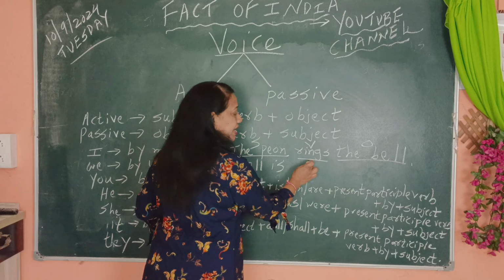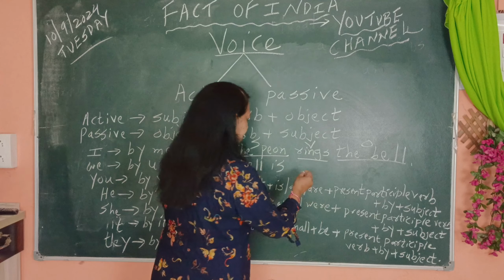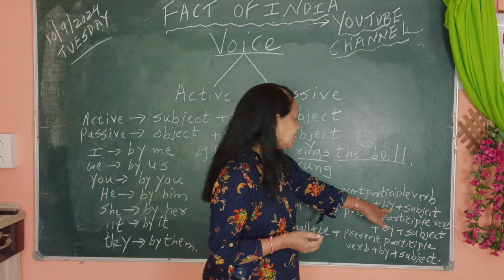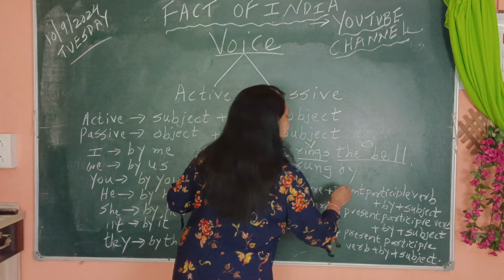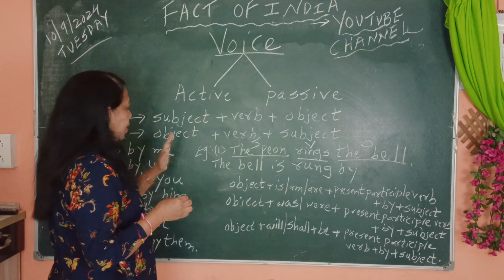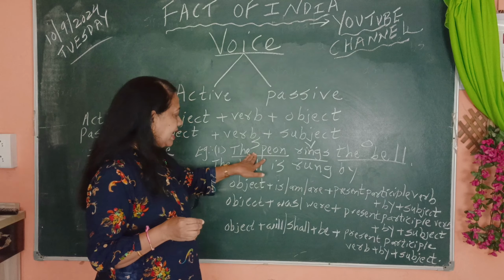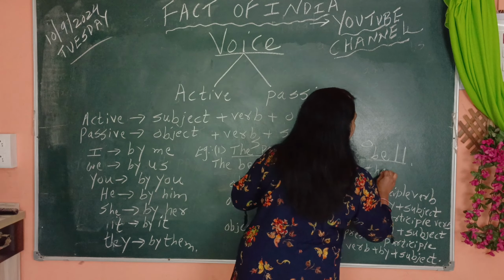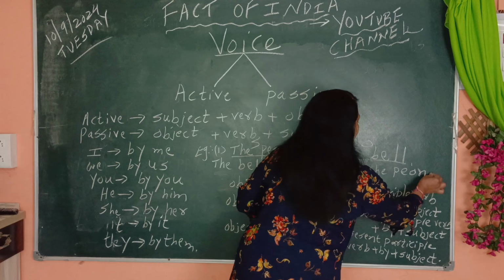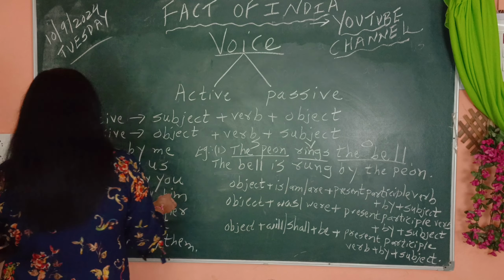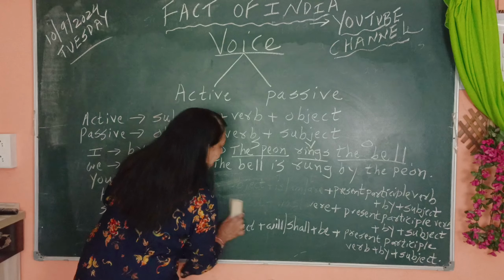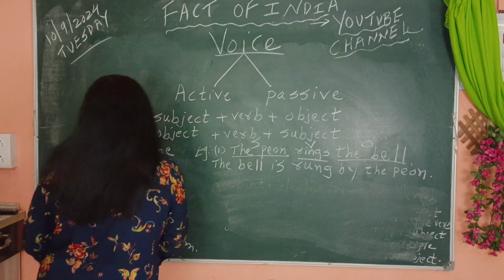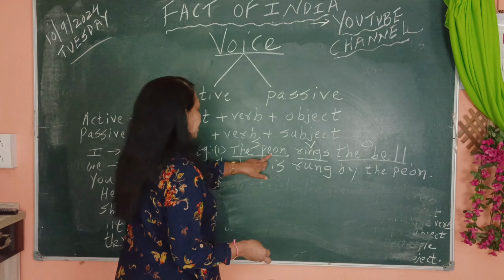The doer of the action is the subject. Here the peon rings the bell. Who rings the bell? The peon. So the peon is the subject in this sentence. What does he do? He rings. So the action done is ringing. So this is the verb, simple present tense. And what is the object? What does he ring? He rings the bell. So naturally the bell is the object in the sentence.